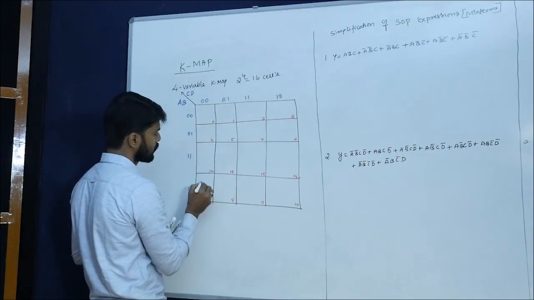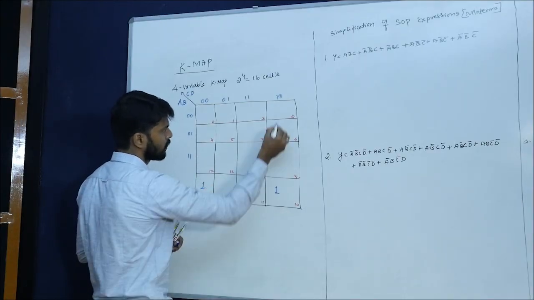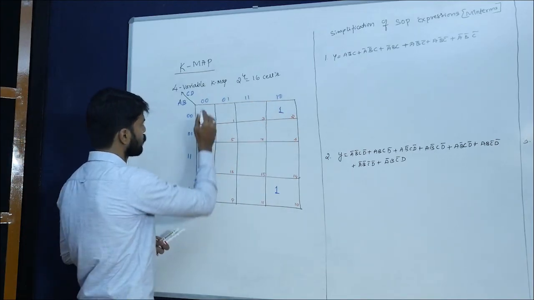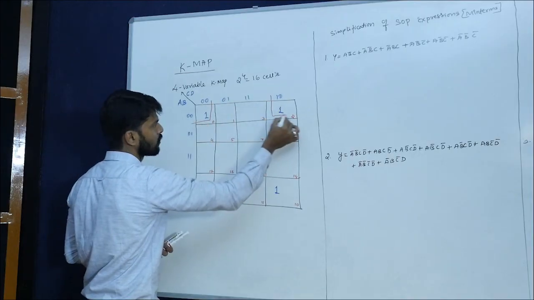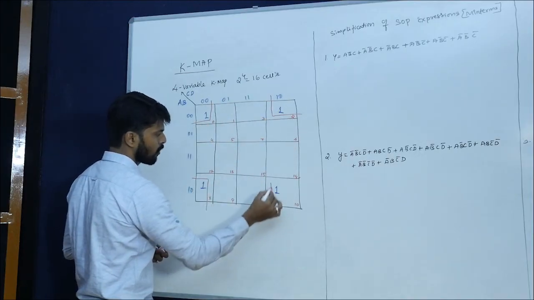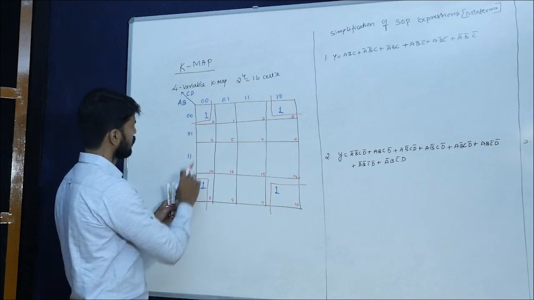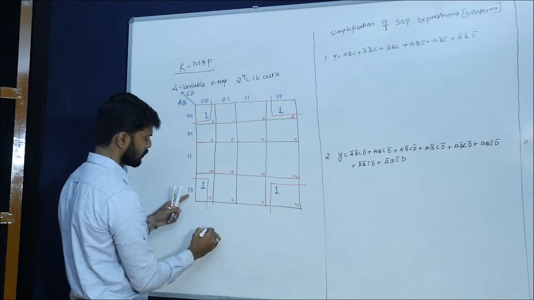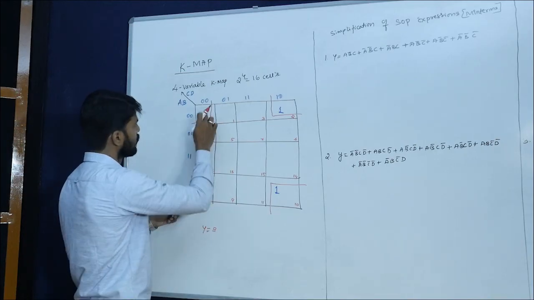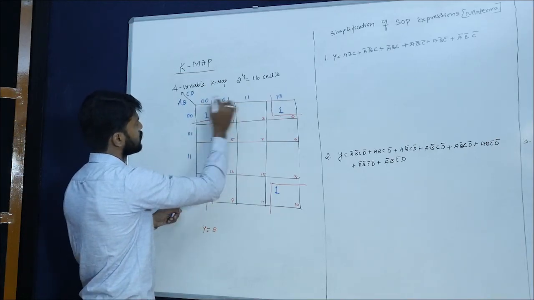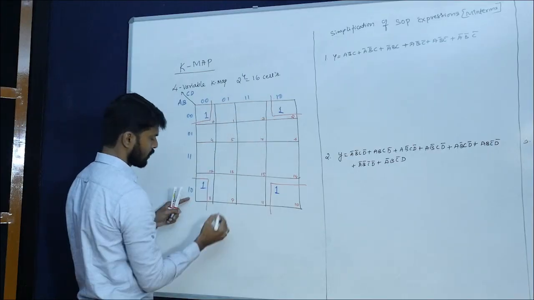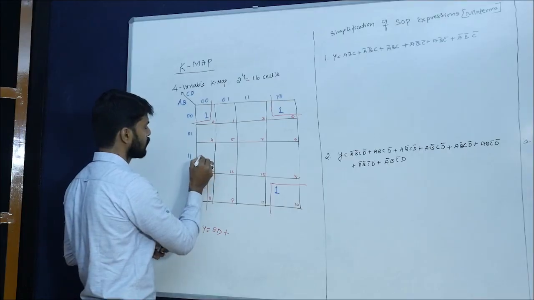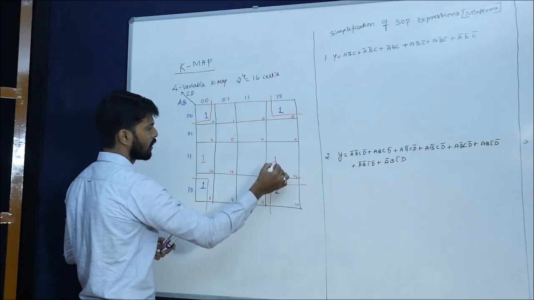There may be a situation where I get 1 here, 1 here, 1 here. In such situations, we can lock the corners. After locking the corners, A is varying and B is constant, so for this y equals, we can write only B. In this case, 0 and C is varying, only D is constant, so I can take BD, plus there may be a chance I get 1 here and 1 here also.